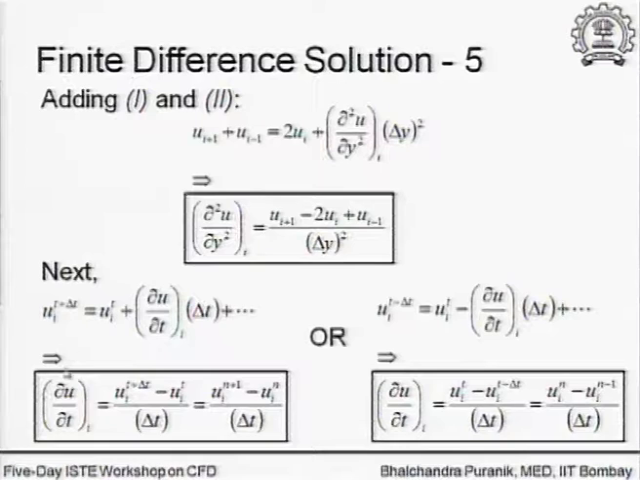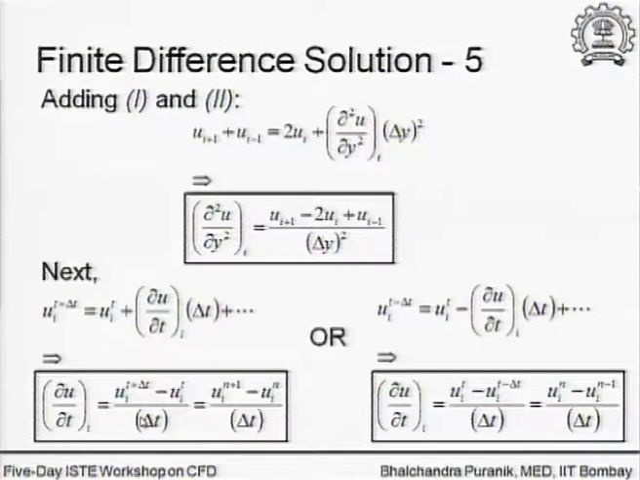If you simply rearrange this, you will obtain an approximation for du dt at the node I as the value of u at I later time minus value of u at I previous time, or current time I should say, divided by delta t.